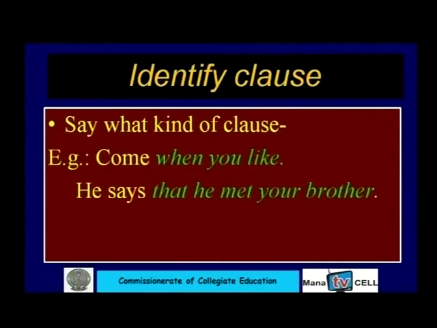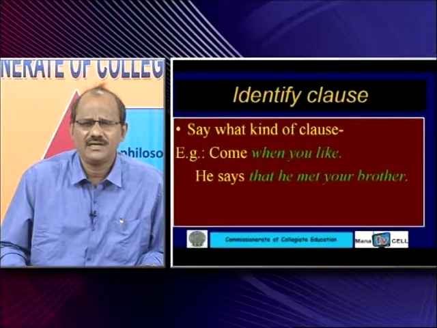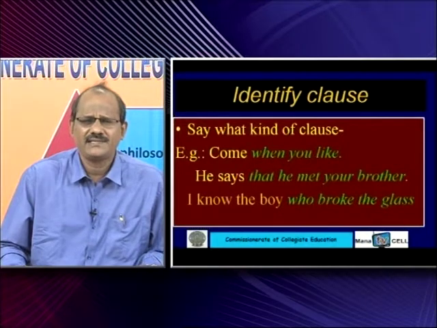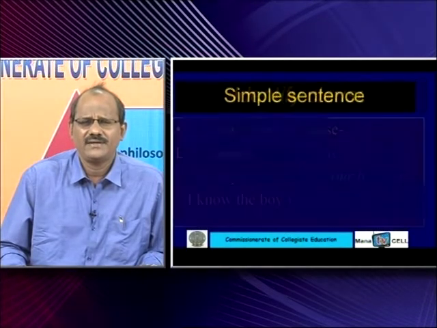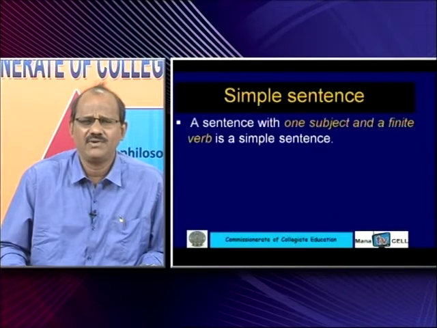The second example, he says that he met your brother. The subordinate clause is that he met your brother, and this subordinate clause is a noun clause because it is in the place of the object. And in third example, I know the boy who broke the glass. Who broke the glass is the subordinate clause and it is clearly an adjective clause because it is qualifying the noun boy. It is expanding the meaning of the boy.